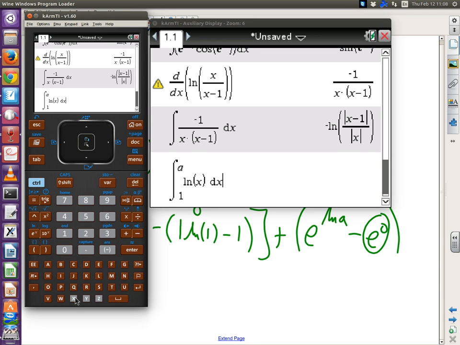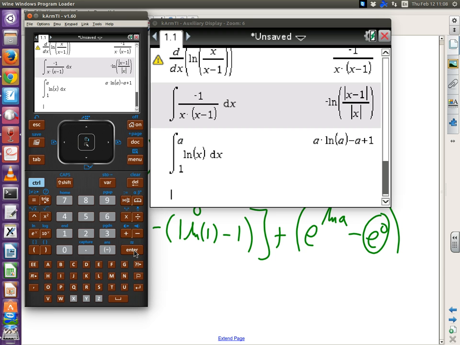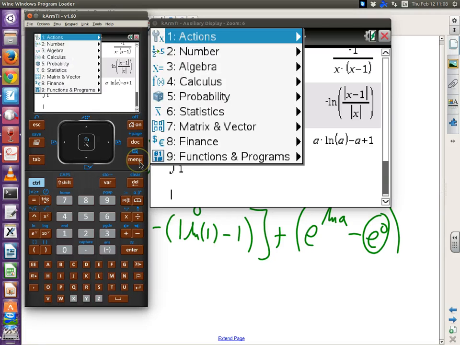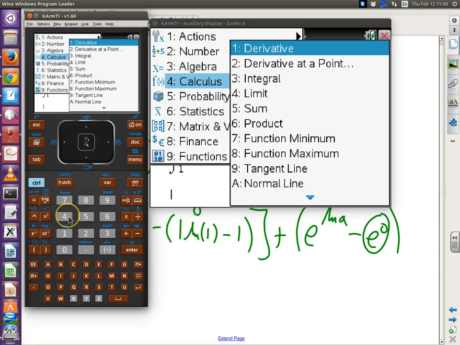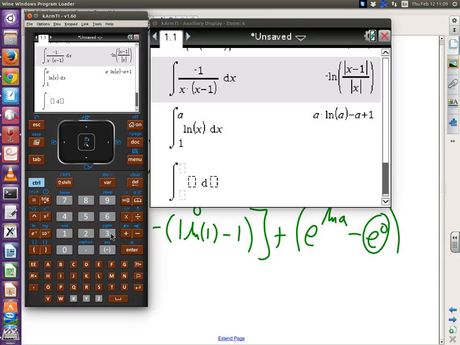Just for fun, how much is that? That's the a ln of a minus a plus the 1 we were talking about before. Right, okay. So it worked with the a. Good, that's nice. Now I want the other integral. Menu, calculus, integral from 0 to ln a.